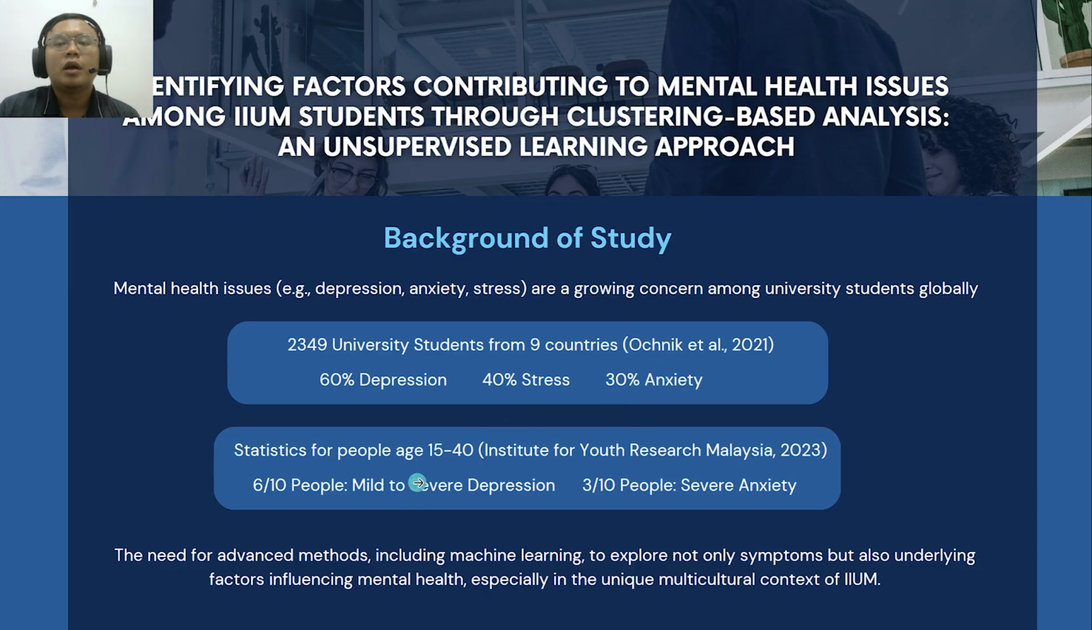If we look more deeply into the context of Malaysia, the Institute for Youth Research Malaysia provided statistics in 2023 for people aged 15 to 40: 6 out of 10 people experience mild to severe depression, and 3 out of 10 tend to experience severe anxiety.